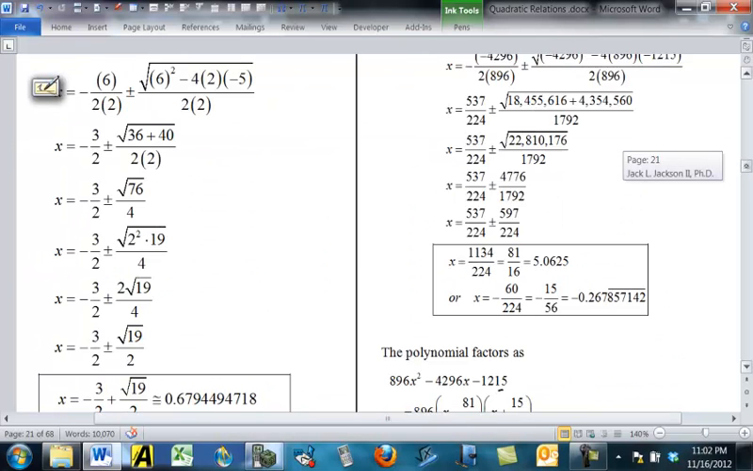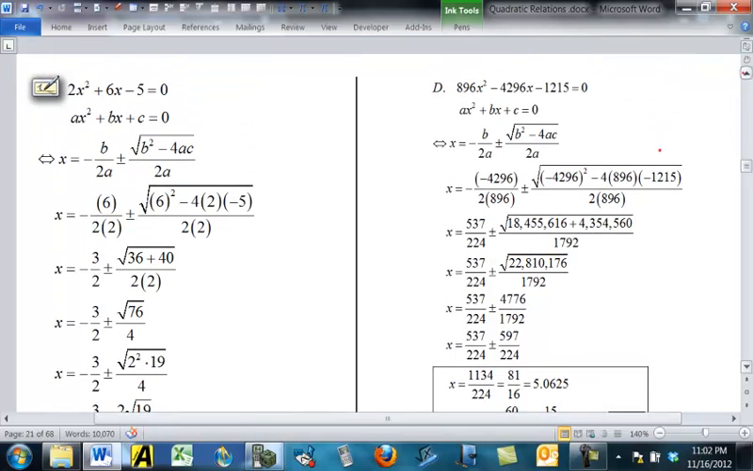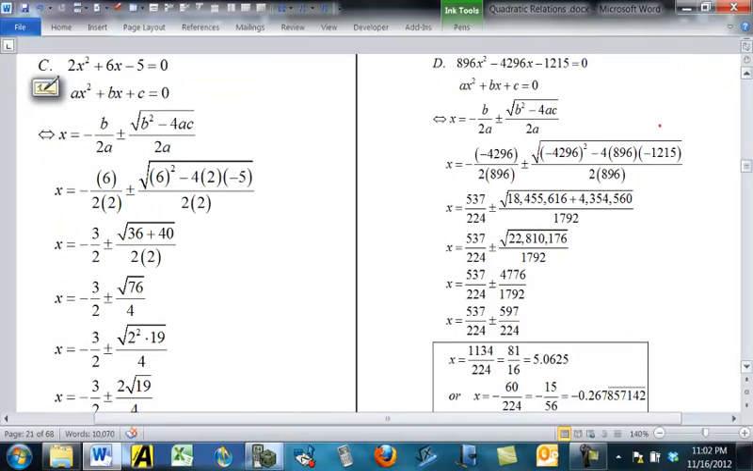Alright, so here's an example. Those were a couple examples where we had irrational roots. So to factor it, we had to use the quadratic formula. Here's one where we don't have to use the quadratic formula, but it's a lot easier than factoring it with trial and error on part D.